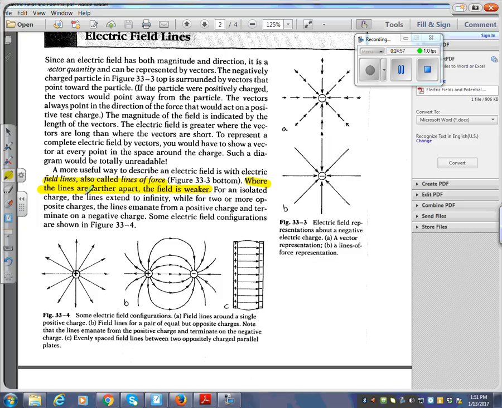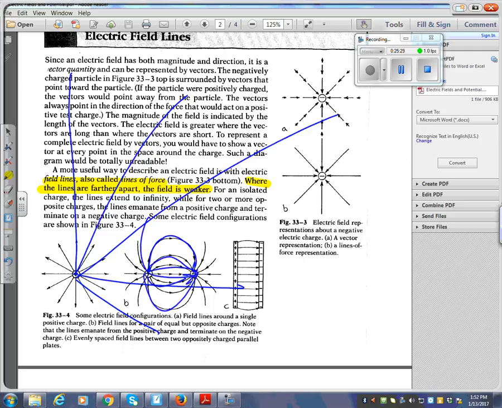For an isolated charge, and when I say an isolated charge, I mean a single charge all by itself, the lines extend to infinity, while for two or more opposite charges, the lines emanate from positive and terminate on a negative. Some electric field configurations are shown in figure 33-4. So this is an isolated charge. These arrows go forever. They're like the rays you learned about in geometry years ago, right? Positive, negative charge, so the lines go from positive to negative, away from positive towards negative. When you've got charged plates, always from positive to negative.